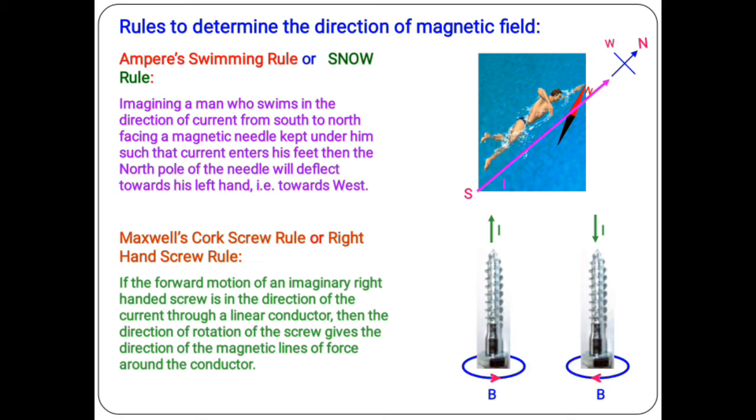So we can compare this screw with the magnetic effects of current. When the current passes in the forward direction of the screw, the magnetic field produced by the current is in the clockwise direction. So this is called the screw rule.